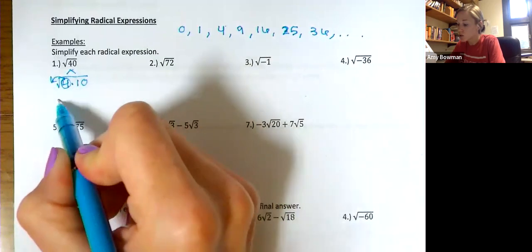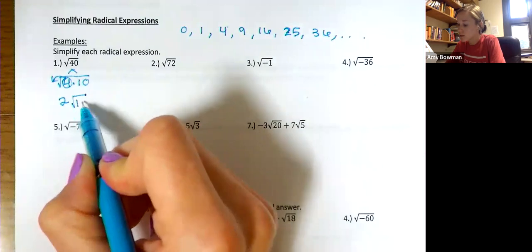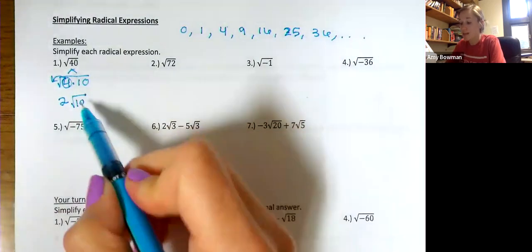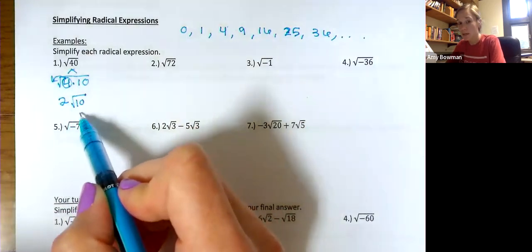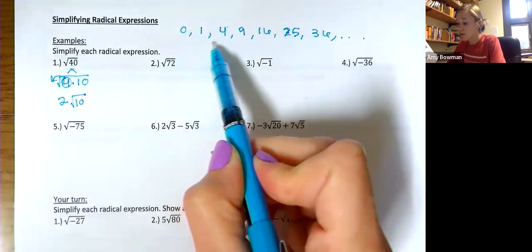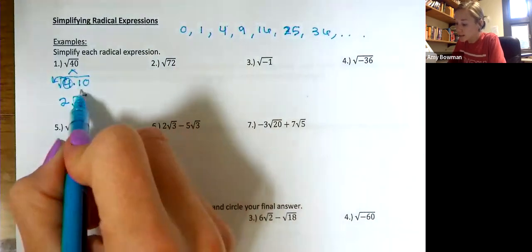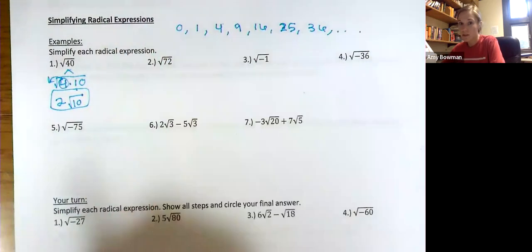So now it's 2 on the outside because I took the square root of 4 times the square root of 10. And then I would stop and think, okay, can I break 10 down into the product of something again? I can, it's 5 times 2, but 5 and 2 are not perfect squares. So this is as simplified as that radical expression can get. So let's look at the next one, 72.